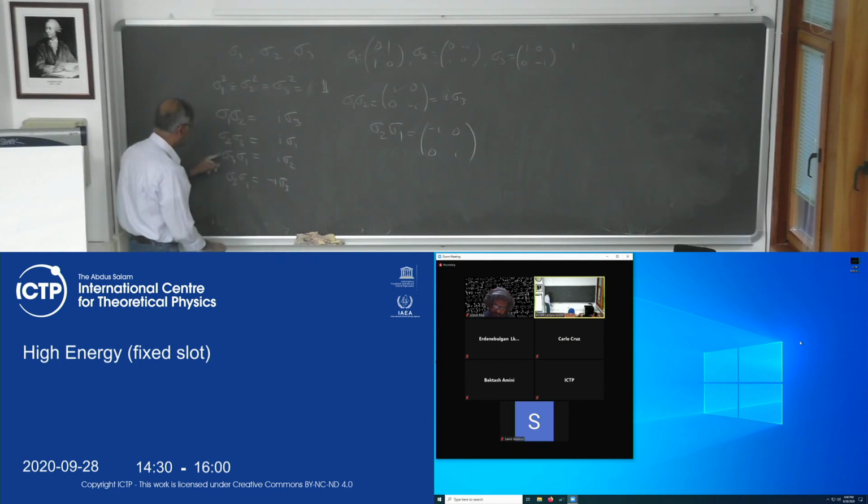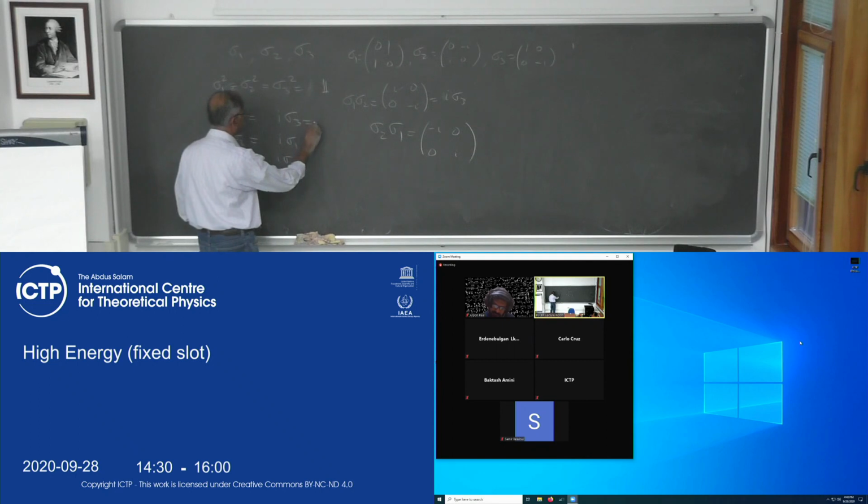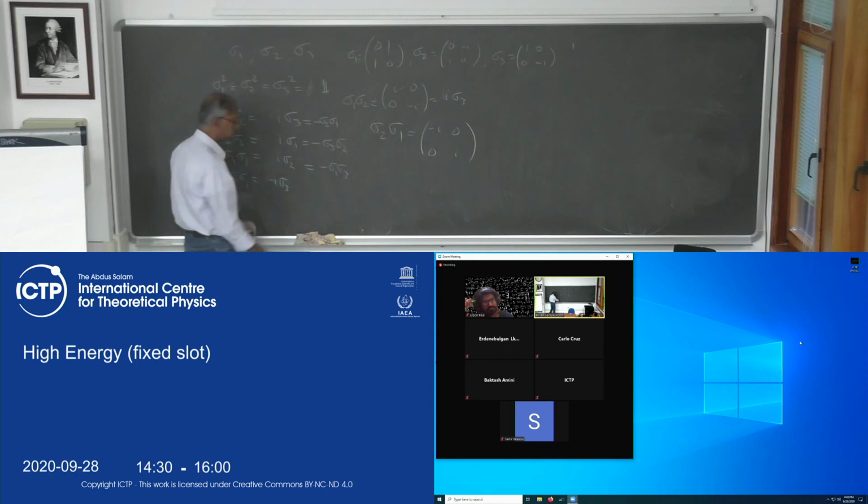And similarly, you can check for all the other ones. Sigma 3 sigma 2, let me just write down. This happens to be also equal to minus sigma 2 sigma 1. This happens to be minus sigma 3 sigma 2. And this is the same as minus sigma 1 sigma 2.